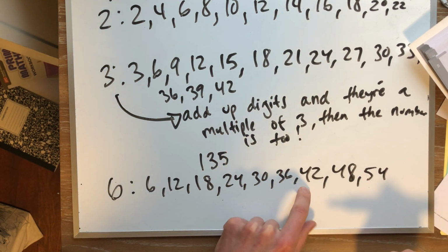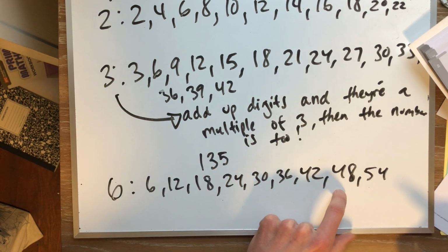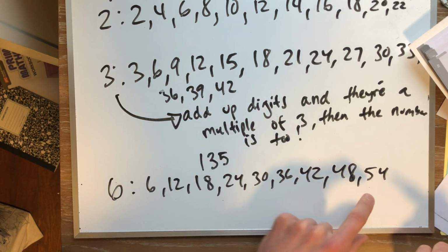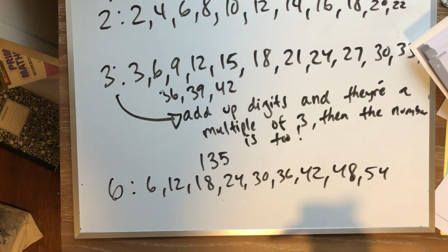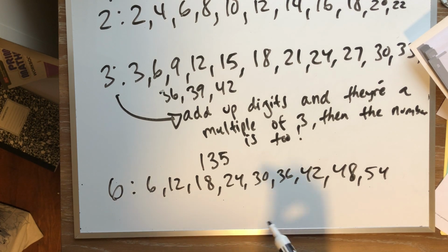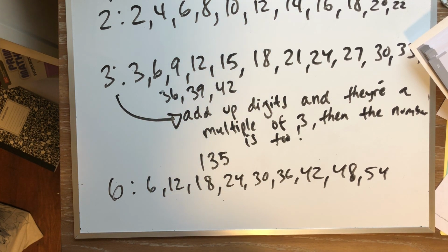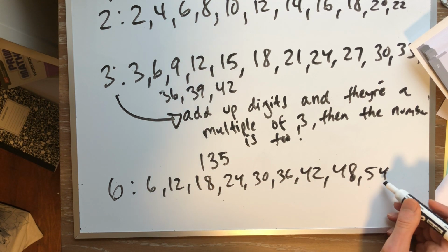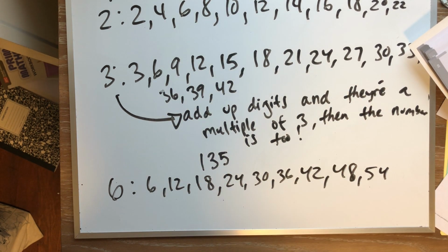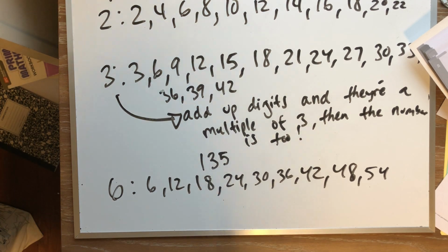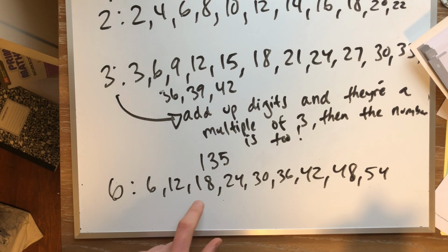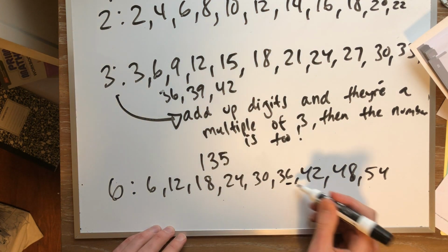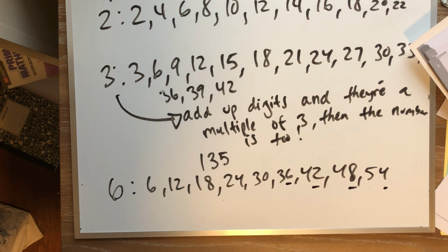So add up the digits. 4 plus 2 is 6, multiple of 3. 4 plus 8 is 12, multiple of 3. 5 plus 4 is 9, multiple of 3. So it's the same thing, only here's the difference, you guys. This is kind of cool. What do you notice about these numbers? Are they even or odd? Look at the last number: 6, 2, 8, 4. They're even. They're always even.